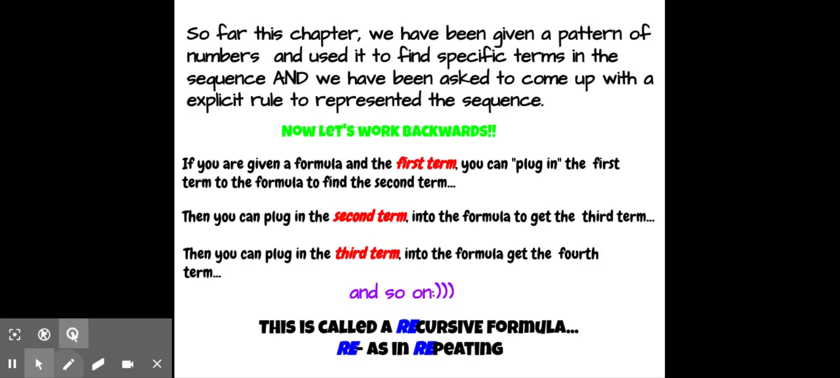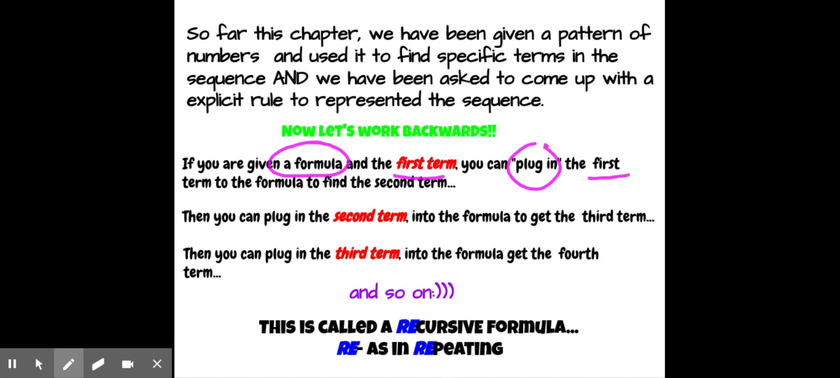A recursive sequence is special because we are given the formula and the first term. And we're going to use that formula and the first term to generate the next 2, 3, or 4 terms in the sequence. The whole point is that you plug the first term into the formula to get the second term. Then we plug the second term into the same formula to get the third term. And then we plug the third term into the formula to get the fourth term. We're going to keep doing that, repeating that pattern. And the repeating pattern is why we call it a recursive sequence, because it just repeats.